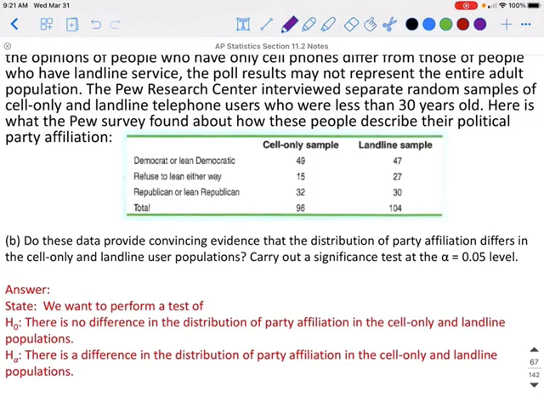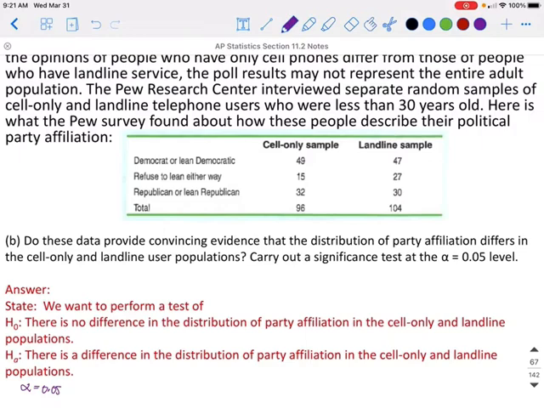So we want to perform a test of the null hypothesis that there's no difference in distribution of party affiliation in cell phone only and landline populations. And the alternative is that there is a difference in the population distribution, and we do need to state the alpha level, and our significance level for this would be 0.05.